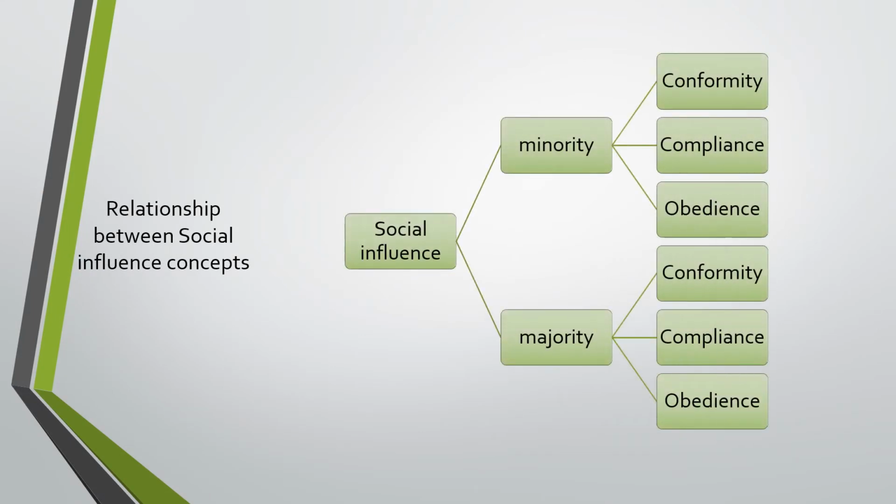Relationship between social influence concepts. This diagram can show the relationship between concepts better. Situational factors in conformity, compliance, and obedience are divided into two main categories: majority influence and minority influence. Majority and minorities might elicit different kinds of conformity and apply different types of pressure. People are more likely to resist conformity if they form a unity in opposite opinion.